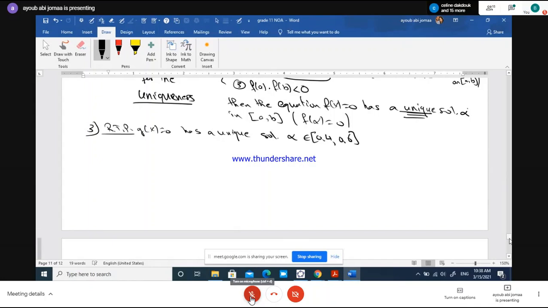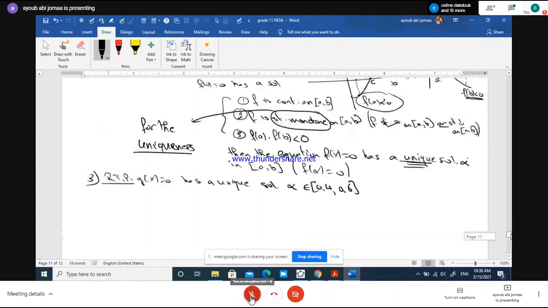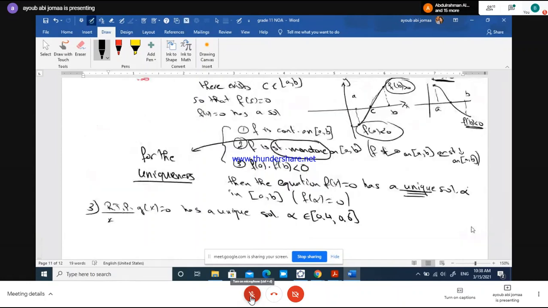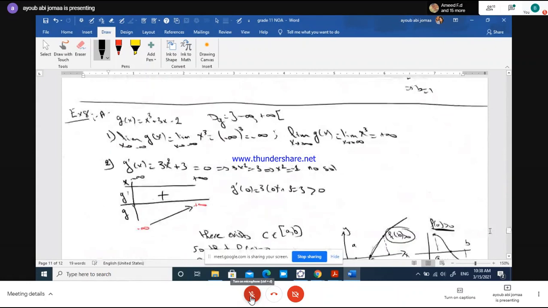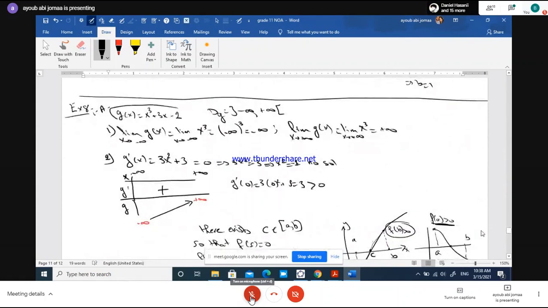Okay. We must have the three conditions, and the function should be continuous. Okay. Is the function continuous? Is the function g continuous? Well, it is a polynomial function. The g of x is a polynomial function, so it is continuous.